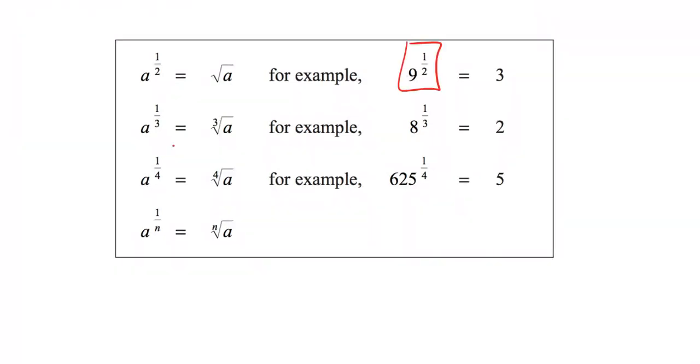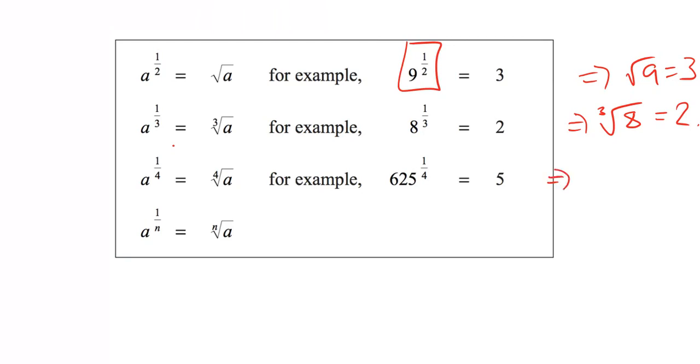So we've got 9 to the power of a half. Well, that means square root of 9, which you can see already is 3. 8 to the third means the cube root of 8. So we've got to think to ourselves, what number multiplies 3 times to get 8? And of course, that's 2, because 2 times 2 times 2 is 8.